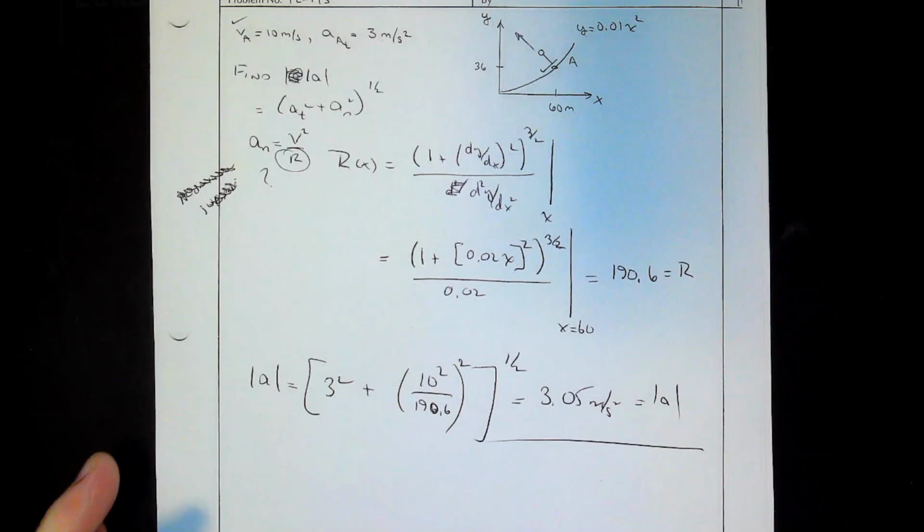All right, now that we have that, this is r at x equals 60. So then we just go, well then, magnitude of a is simply bracket, tangential acceleration is 3 squared plus 10, because that's the velocity, divided by r, 190.6. Now we square this thing. So this is the tangential, that's the normal. Square root, because we want magnitude. And we come out with 3.05 meters per second squared equals magnitude of a. And there's that problem.